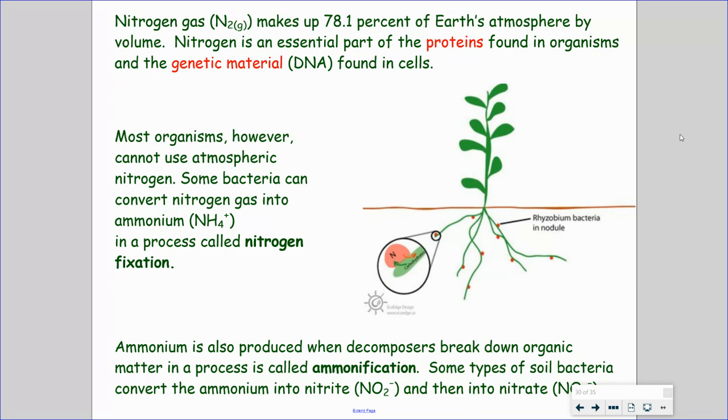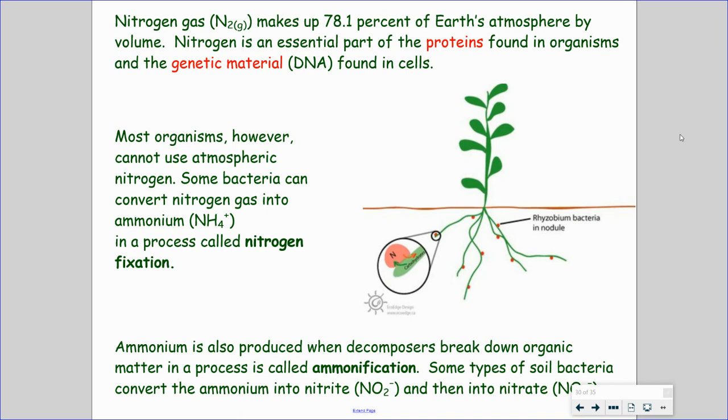However, we can't just take the atmospheric nitrogen and go, ooh, yay, nitrogen, here we go. We need to convert it. And so that's where the rhizobium bacteria in nodules of plants becomes so important. And we call that process nitrogen fixation. Essentially, we're taking nitrogen gas and making ammonia. So we say we're fixing the nitrogen, we're changing the nitrogen. Problem is ammonium is really bad. We can't use it. It's toxic.